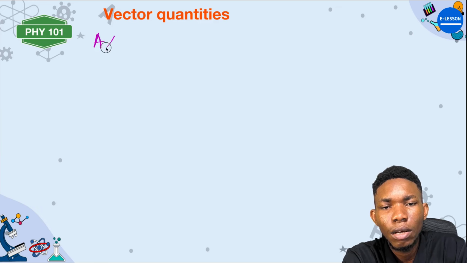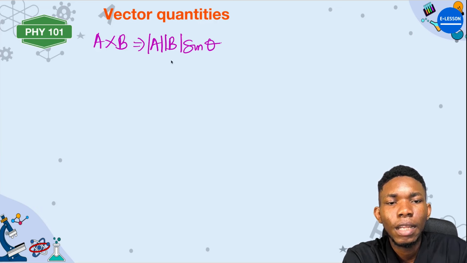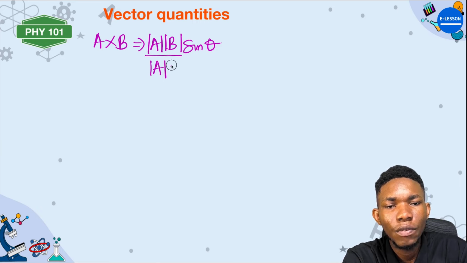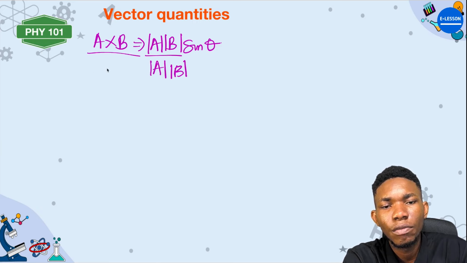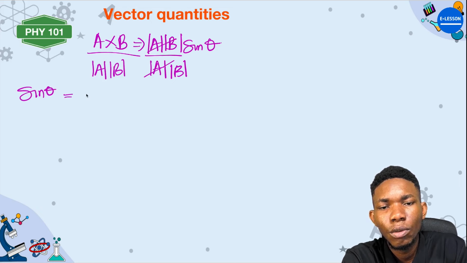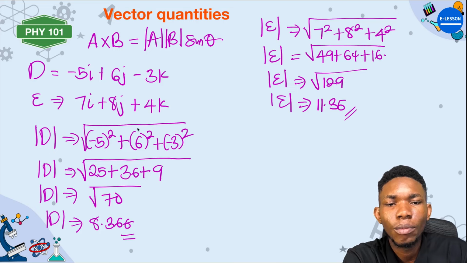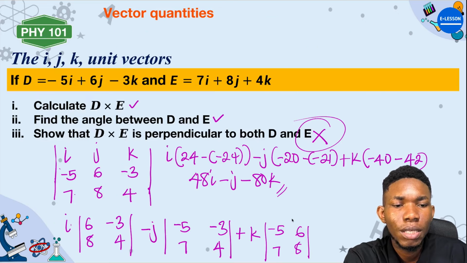So A cross B is magnitude of A, magnitude of B sine theta. Now, my dear student, for you to get our angle, divide both sides by magnitude of A, magnitude of B. This cancels. Our sine theta will be A cross B divided by the magnitude of A, magnitude of B. But this A cross B is in vector form. What did you get as your A cross B earlier?